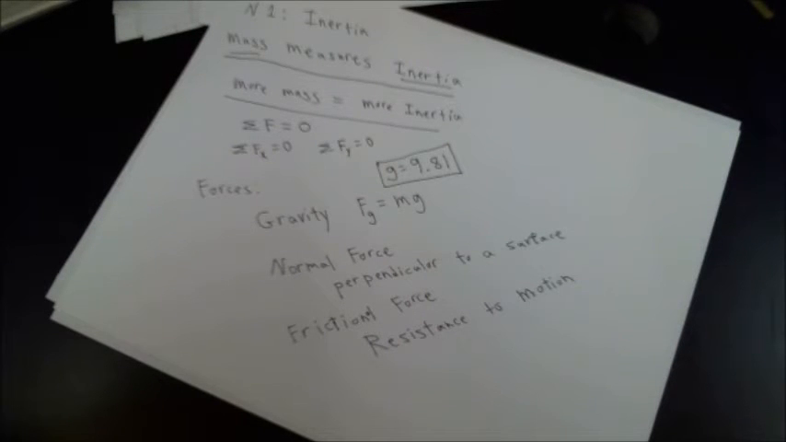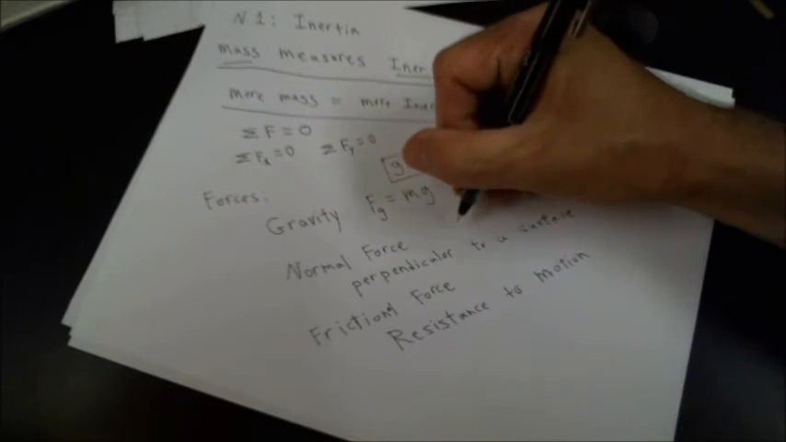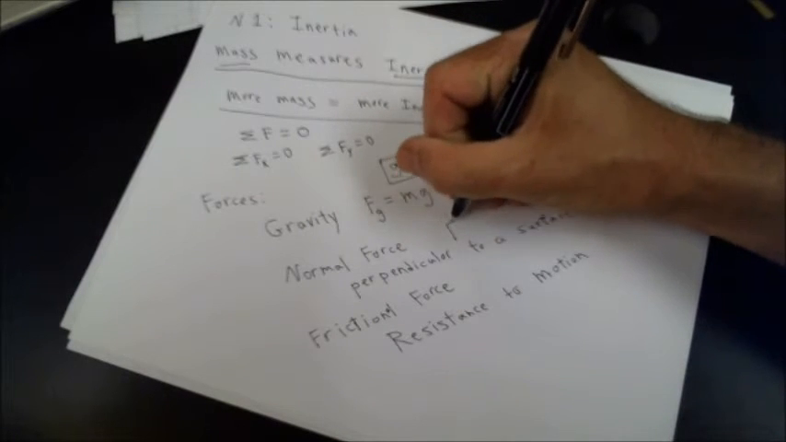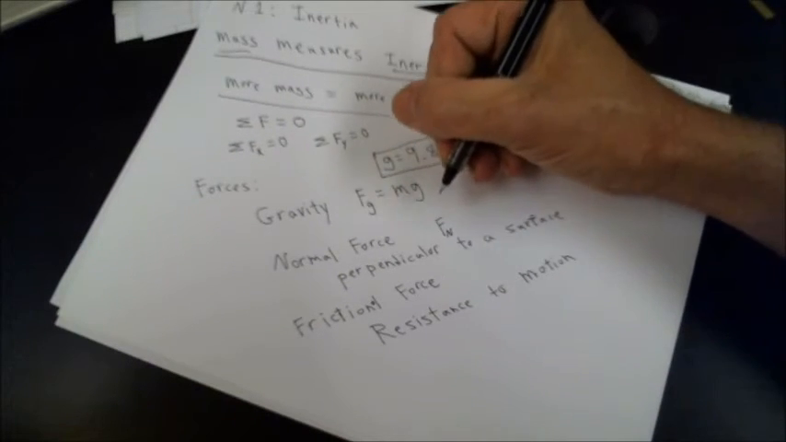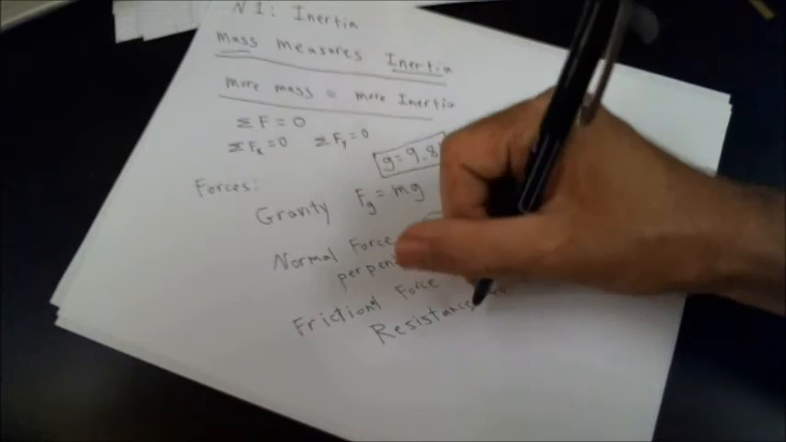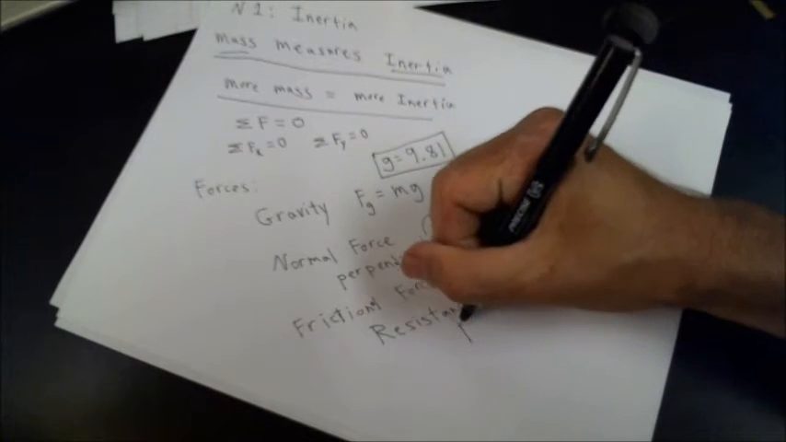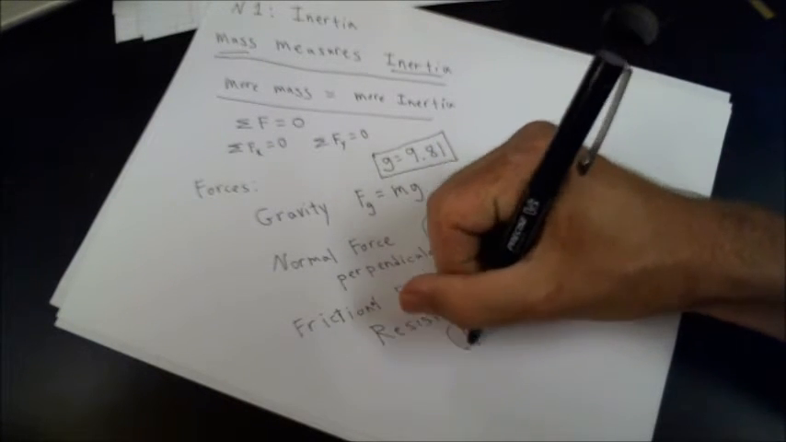It can exist even if the object is not in motion, as in it could be the force that's keeping the object from moving. Oh, I'm sorry, I didn't put the symbols. For the normal force, we're going to write F of N. For the frictional force, we'll write an F of F.